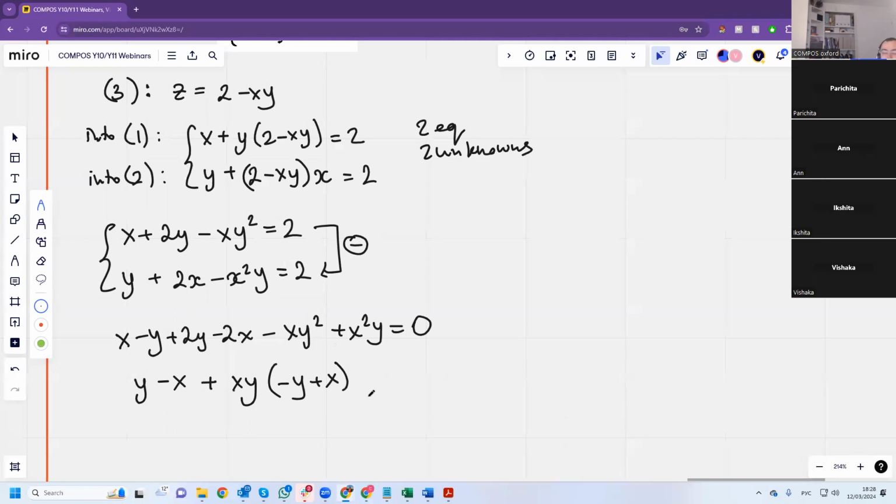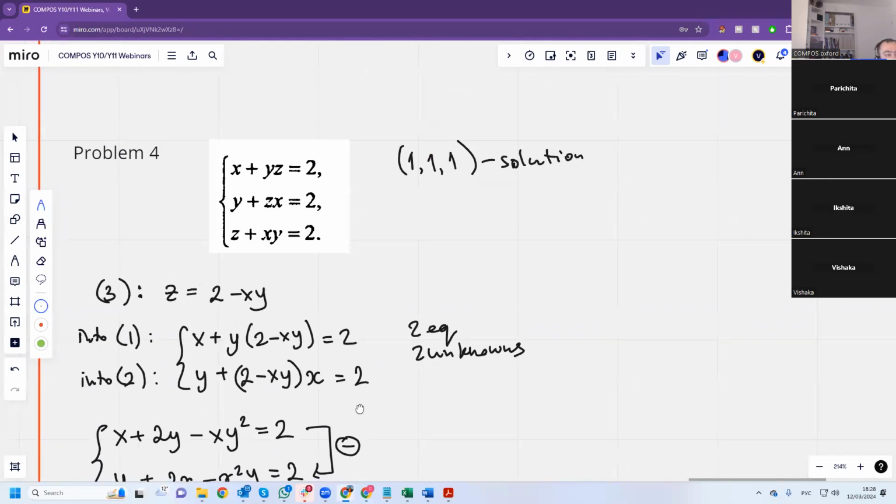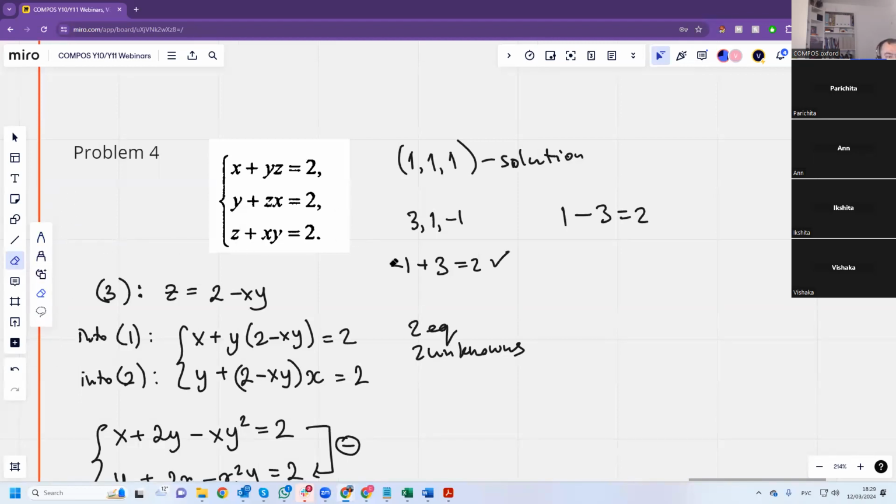3, 1, and minus 1. Mark. So let's check the last one. So minus 1 plus 3 equals 2. That works. What about this one? 1 minus 3 is 2. No, that doesn't work. Good try, but no, unfortunately it doesn't.